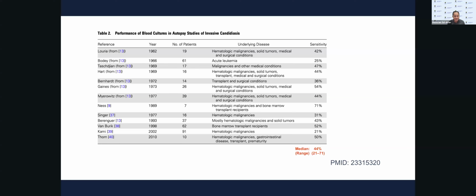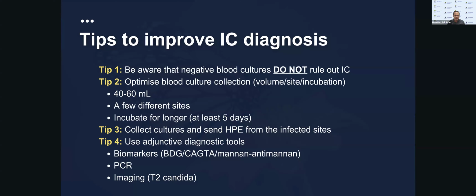As you can see from these 13 studies, the majority involved hematological malignancy patients or acute leukemia. You can see that the median sensitivity for blood culture was only 44%. That corresponds to that 50% of missed candidemia in patients with invasive candidiasis. Therefore, my tips for you, if you're a physician: how do we improve IC diagnosis?